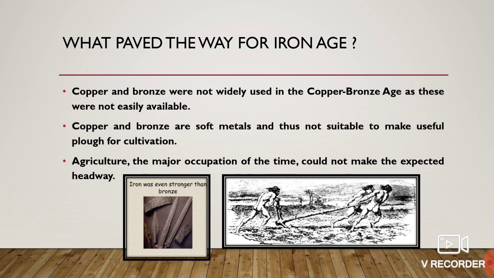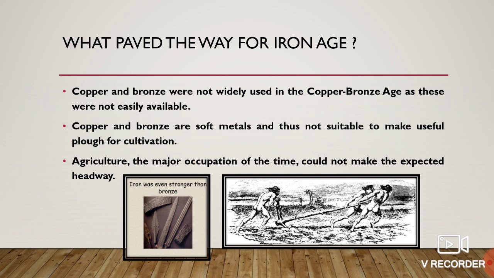Now, what paved the way for Iron Age? Humans were primarily food producers. Before the advent of the Iron Age, they gave away their nomadic life and started settling, which resulted in the rise of population, which in turn increased the demand of food. But due to unavailability of suitable plough and equipments needed for agriculture, the increasing demand could not be met.